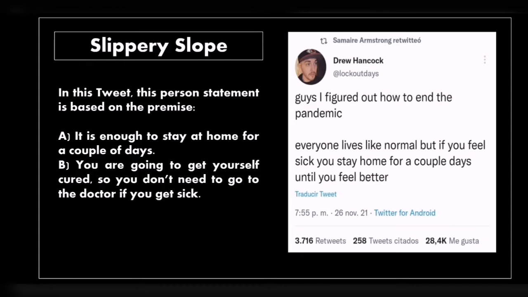The tweet says, "Guys, I figured out how to end the pandemic. Everyone lives like normal, but if you feel sick, just stay home for a couple of days until you get better." Maybe this is an ironic statement, but it is a slippery slope fallacy because it suggests that if you feel sick, no matter if it's COVID, A, it's enough to stay at home because B, you're going to get yourself cured, so you don't need to go to the doctor. For this person, that is basically what will happen. This is clearly an example of a slippery slope fallacy from a tweet that many people seem to believe in the commentaries.